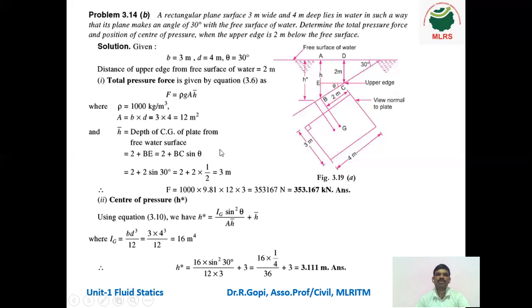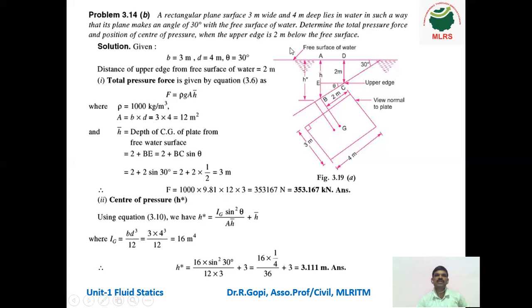Now how to calculate this BE? First step is we have to calculate this BE. So take this small triangle. This triangle has angle theta. Now we want the opposite side height, so we have to use sin theta. What is meant by sin theta? Opposite by hypotenuse. So we want BE, which is BC into sin theta, where BC is the hypotenuse.